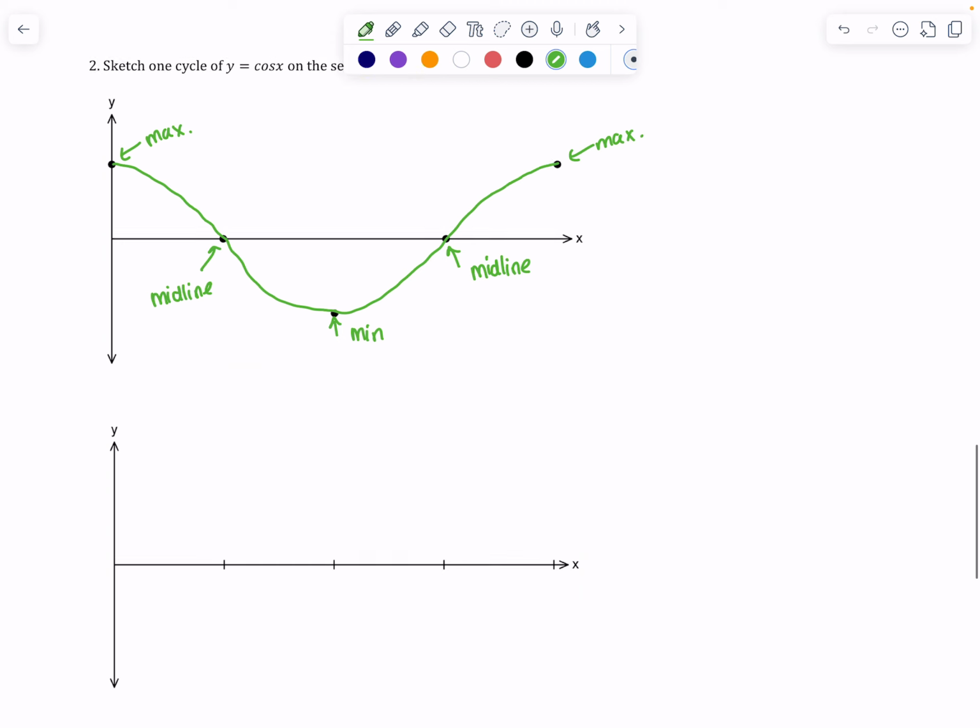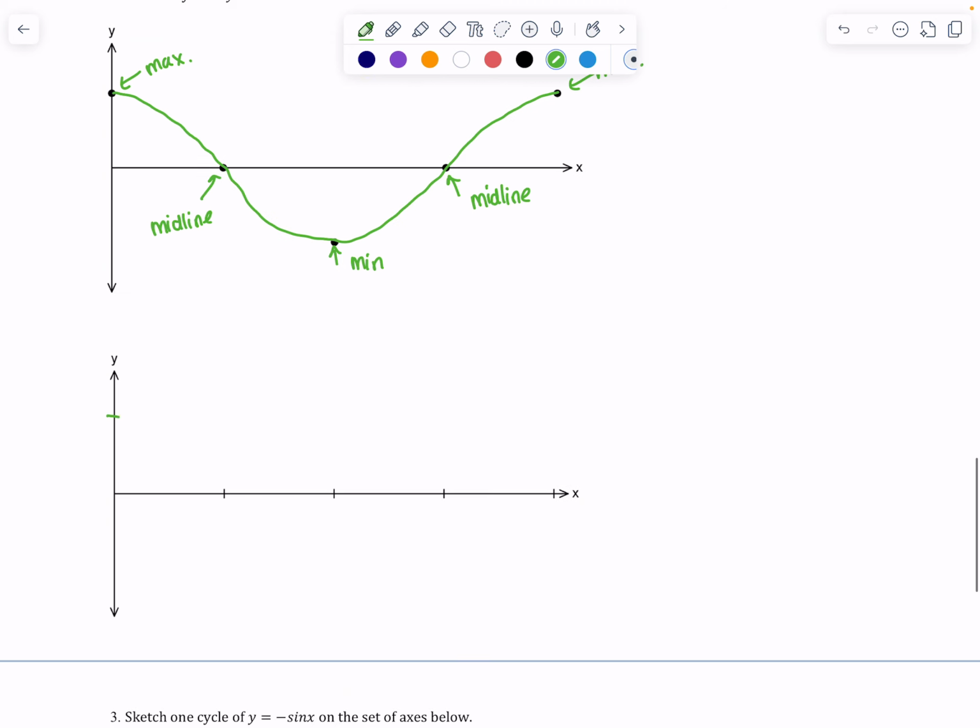So if I were to plot my own, I would make a max somewhere of 1, plot my first starting point. Sine will always start in the middle. Cosine will always start at its max or its min, and we'll talk about when it goes to the min first in a moment. Then it goes to the middle, then it goes to its min, back to the middle, and back to the top. So here is my sketch of one cycle of cosine.